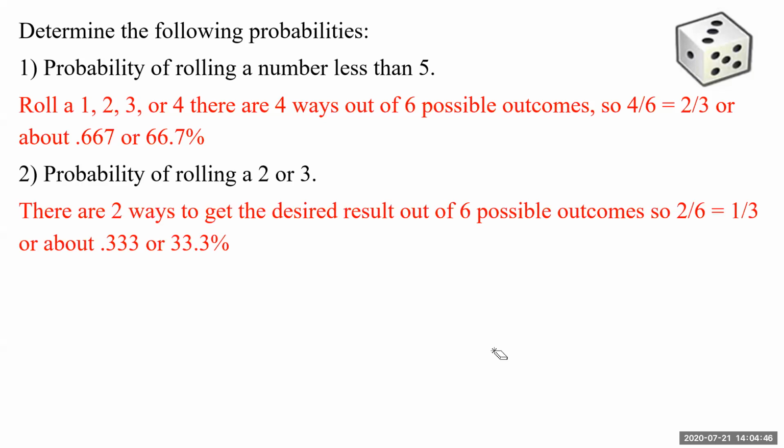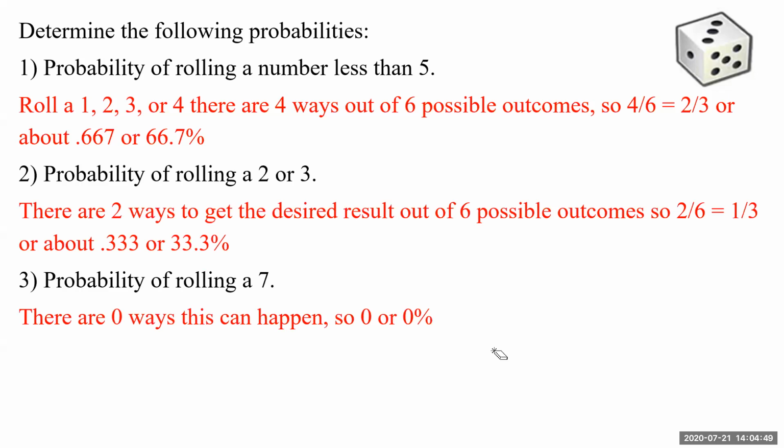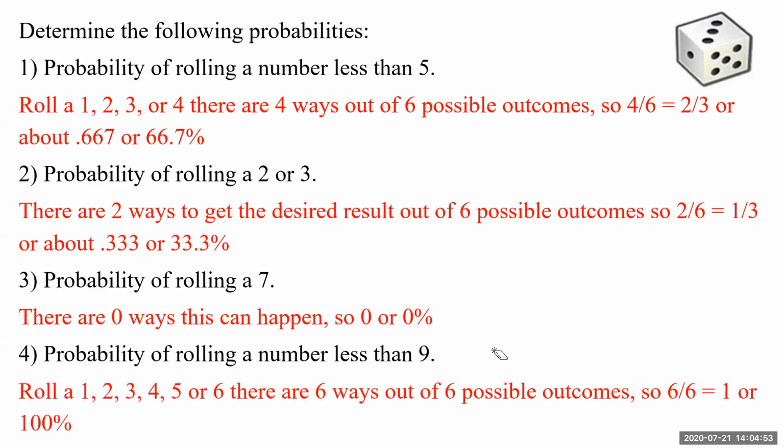Okay, and the probability of rolling a 7 is 0, right? And the probability of rolling a number less than 9, that's what? 100%.